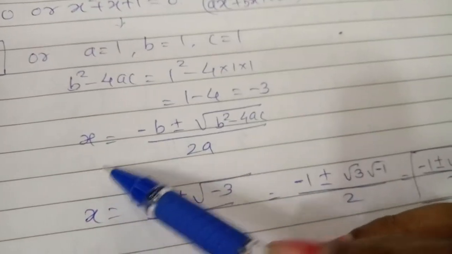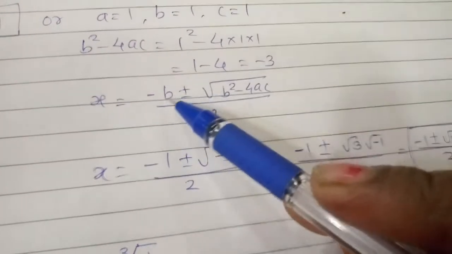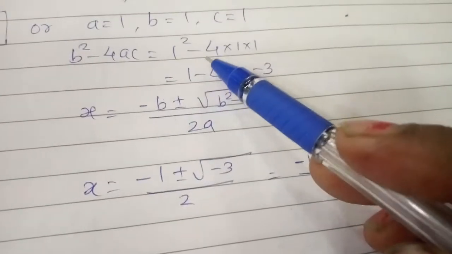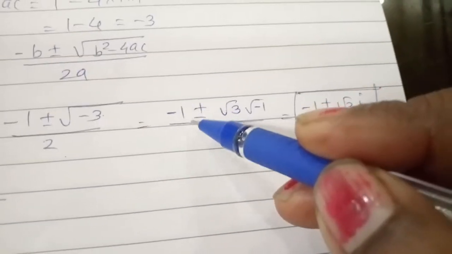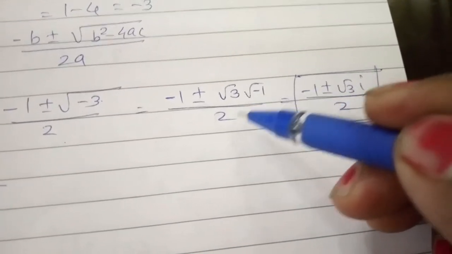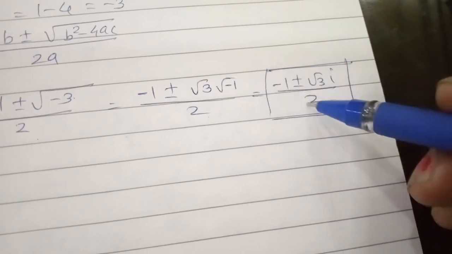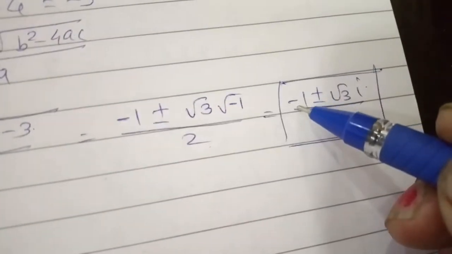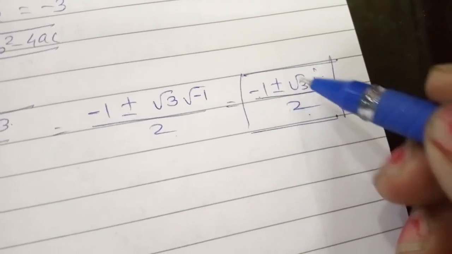Now we are going to use the formula x is equal to minus b plus or minus root of b square minus 4ac upon 2a. By putting in the values, we get x is equal to minus 1 plus or minus root of the value of b square minus 4ac, which we already found, that is minus 3, upon 2. Now we split this: minus 1 plus or minus root 3 into root of minus 1 upon 2, and this is nothing but i. So we get minus 1 plus or minus root 3i upon 2. Means the value of cube root of unity is either x is equal to 1 or x is equal to minus 1 plus root 3i upon 2 and minus 1 minus root 3i upon 2.